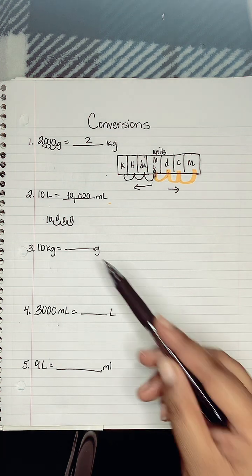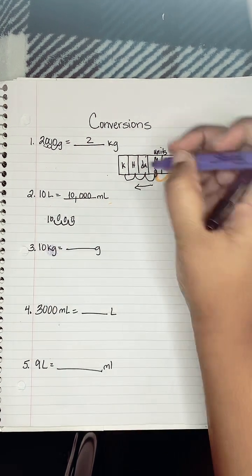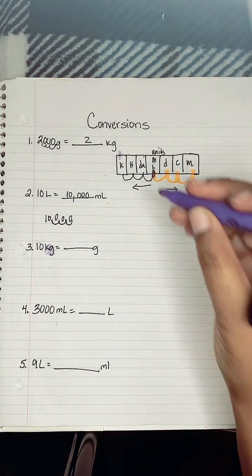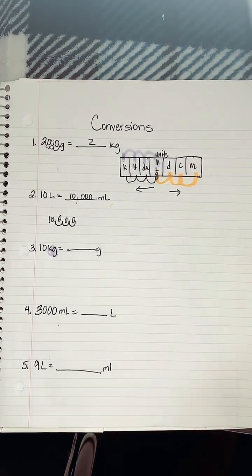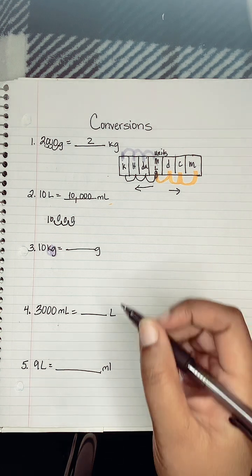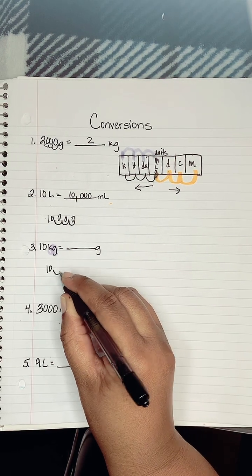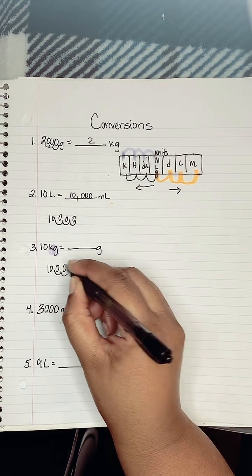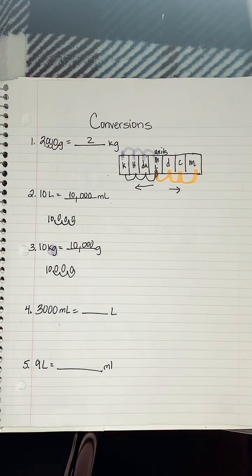All right, let's go to number 3. We have 10 kilograms. How many grams is that? Okay, so we're going to start with our kilograms. So over here. And then we're moving 1, 2, 3 to get us to grams. Okay, so I see 10,000. Beautiful, you guys. So we have 10. We put this decimal. We move it over 1, 2, 3. Put 0, 0, 0. And we have 10,000 grams.